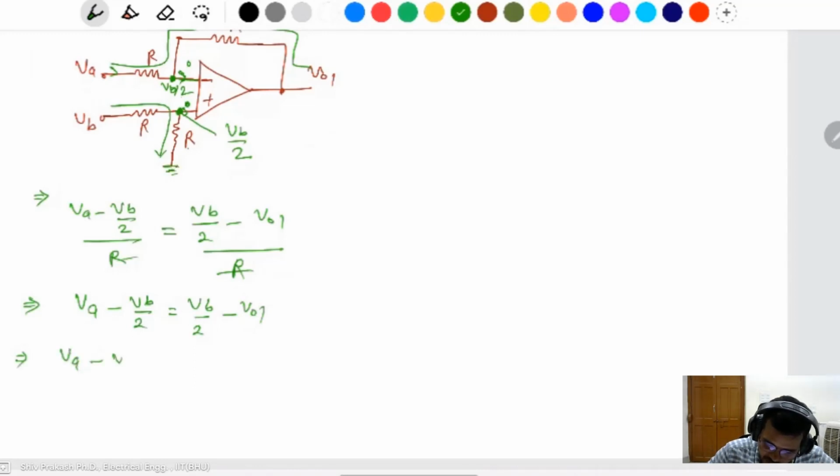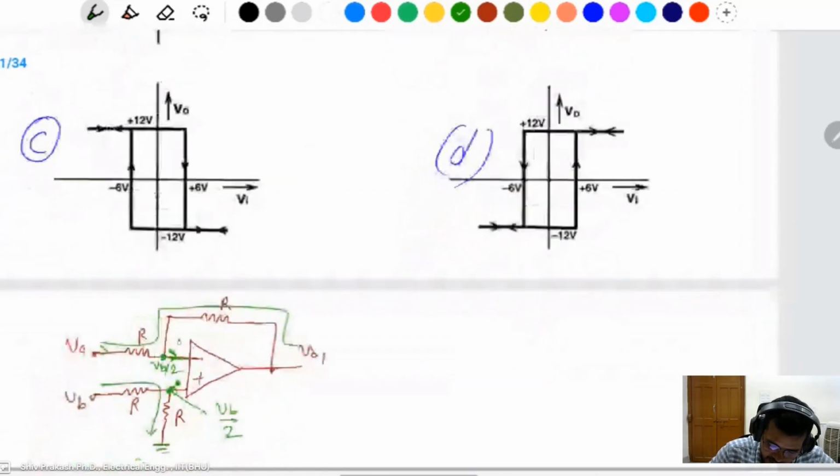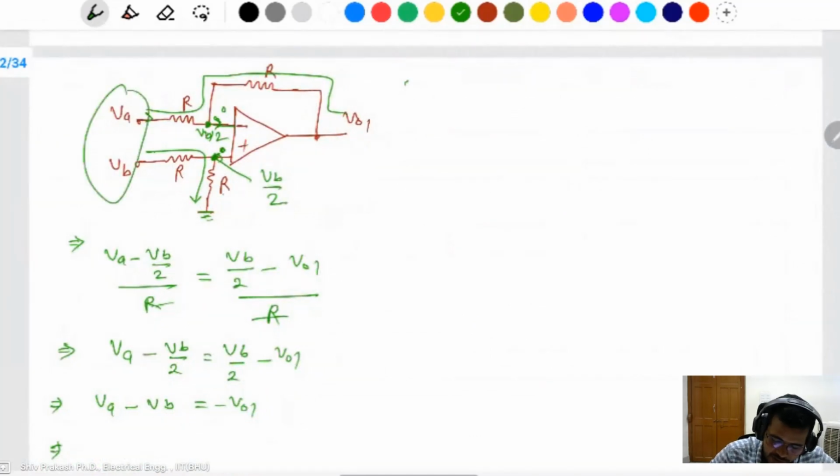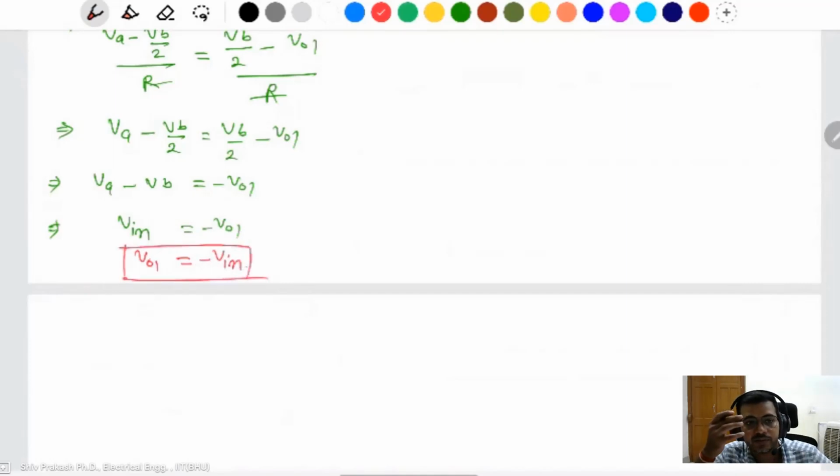VA minus VB is equal to minus V naught 1. VA minus VB, this one is V in, given in the question. That's why V in is equal to minus V naught 1. Then you can say the output voltage of the first op-amp is minus of V in. It works like an inverter. When you give the input on one side, the output will be the same in the opposite sign.